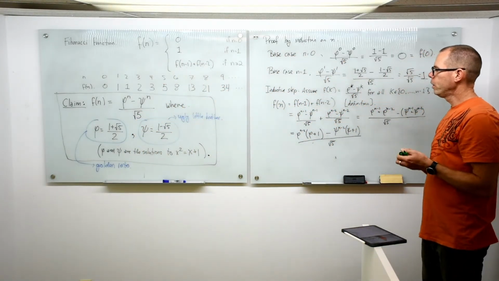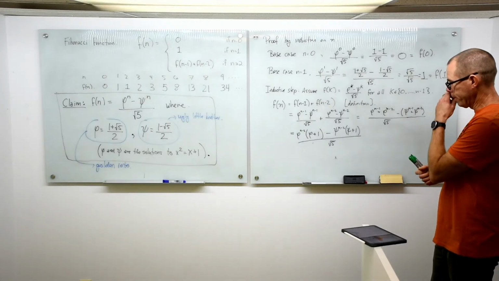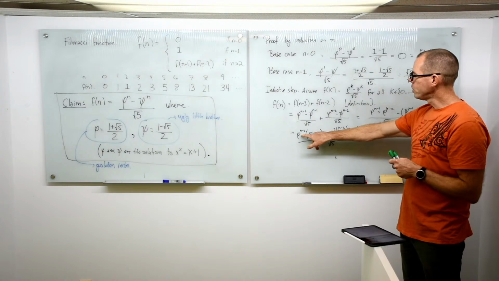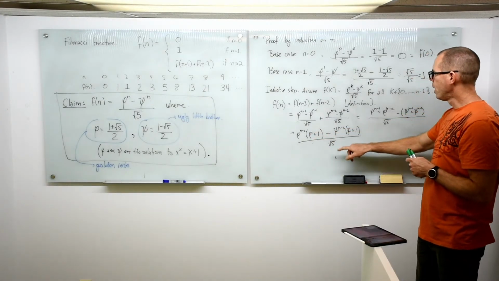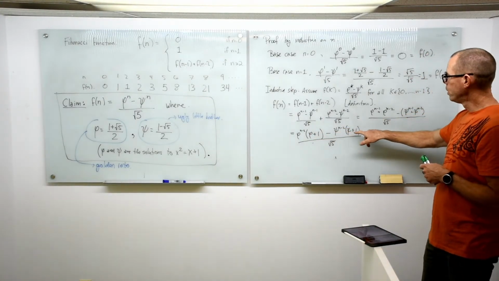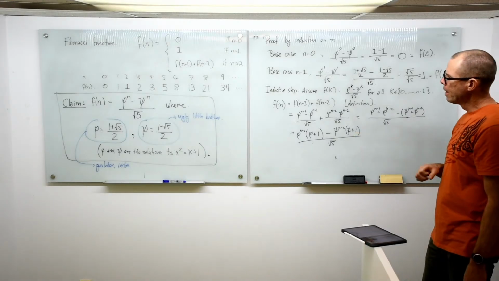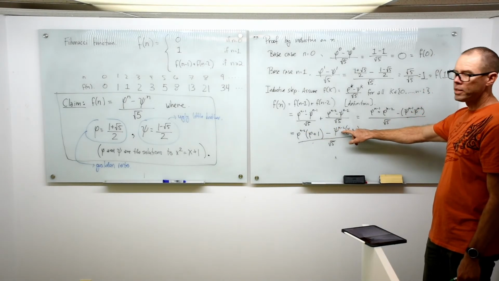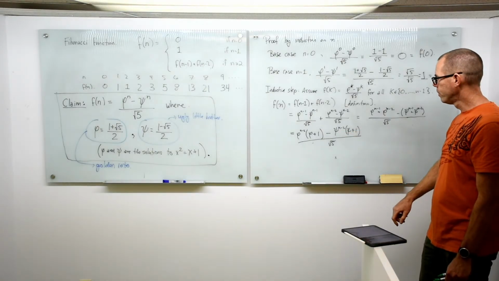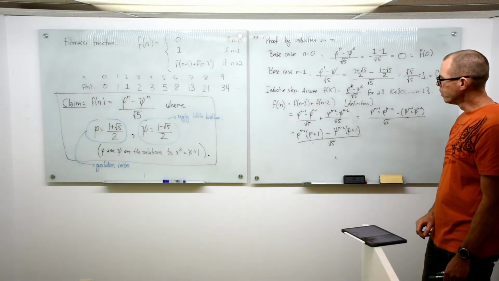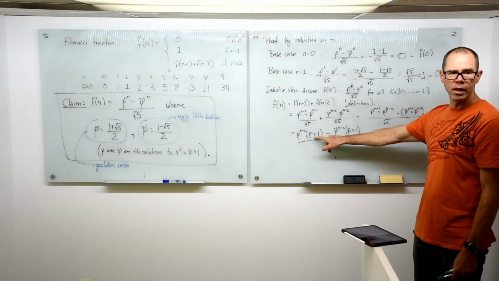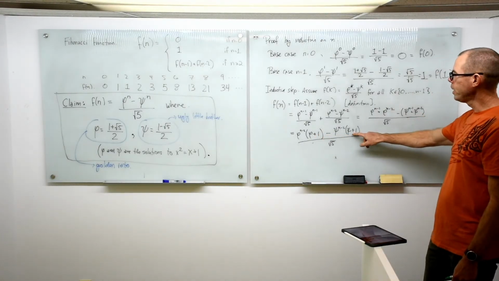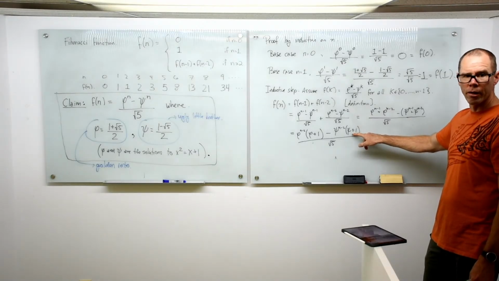And now, here comes the magic. All right. I have phi to the n minus 2 times this thing. I have psi to the n minus 2 times this thing. What I really want is phi to the n and psi to the n. So the only way that that's going to work is if this thing here is equal to phi squared, and this thing here is equal to psi squared.